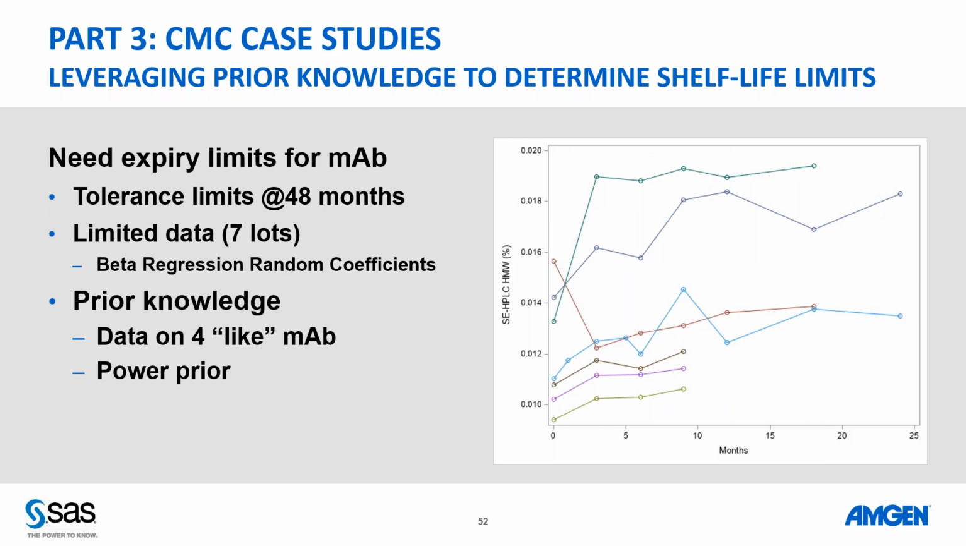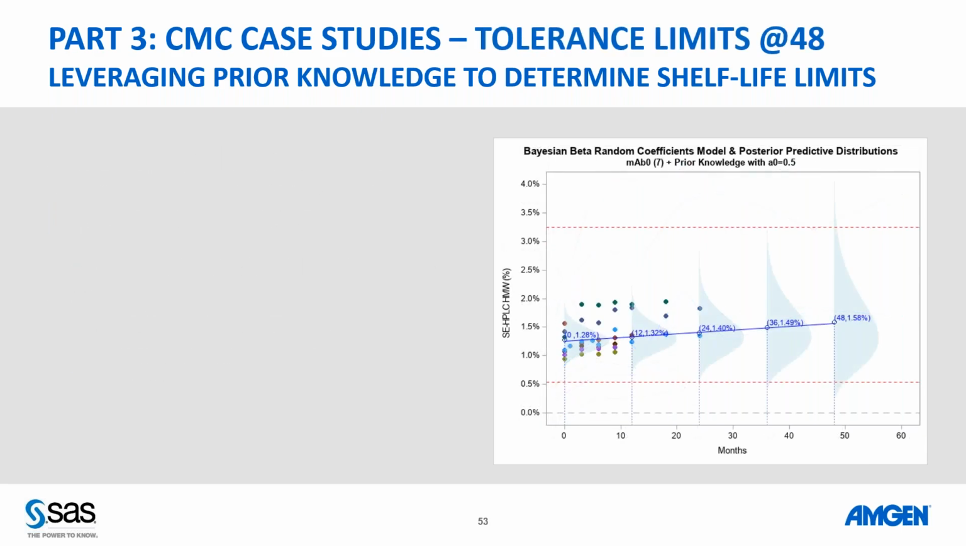Those are the 7 lots. So we had data for some lots out to 24. We want to predict out to 48. But the main point here is to come up with tolerance bands at 48. Okay, so we have data on 4 historical, quote unquote, lots. And these are the results.